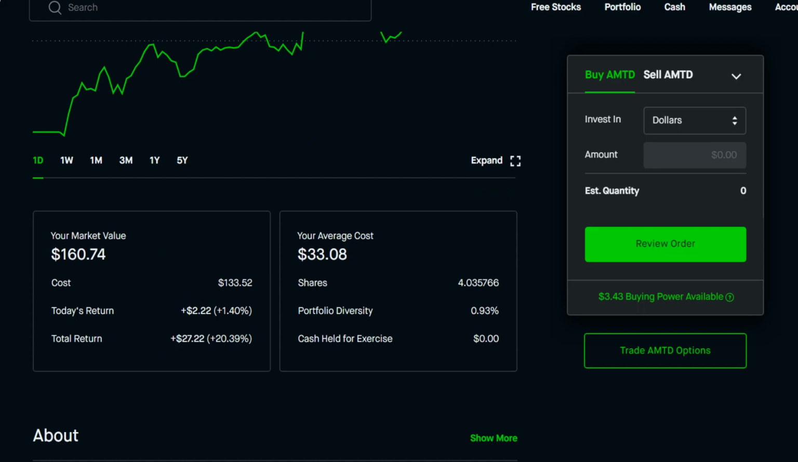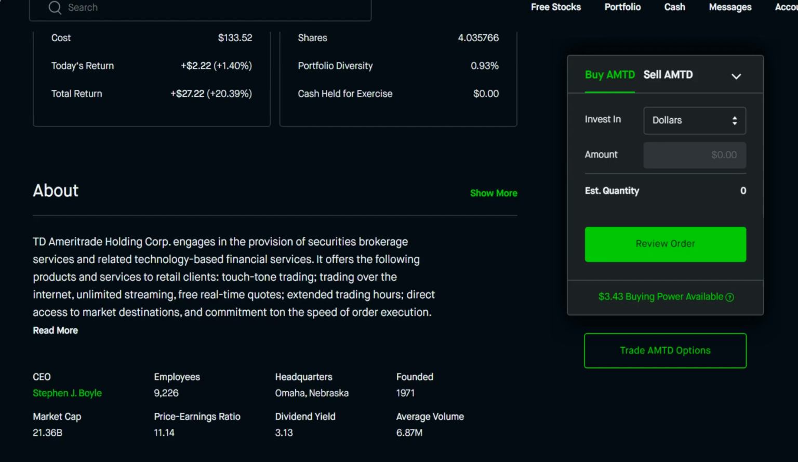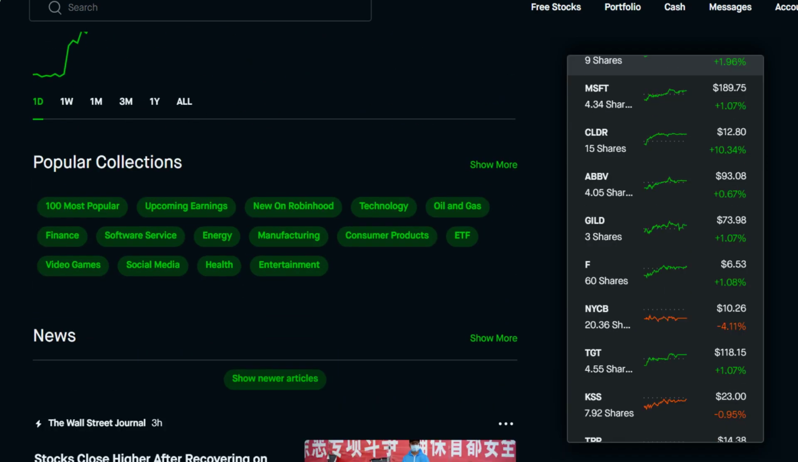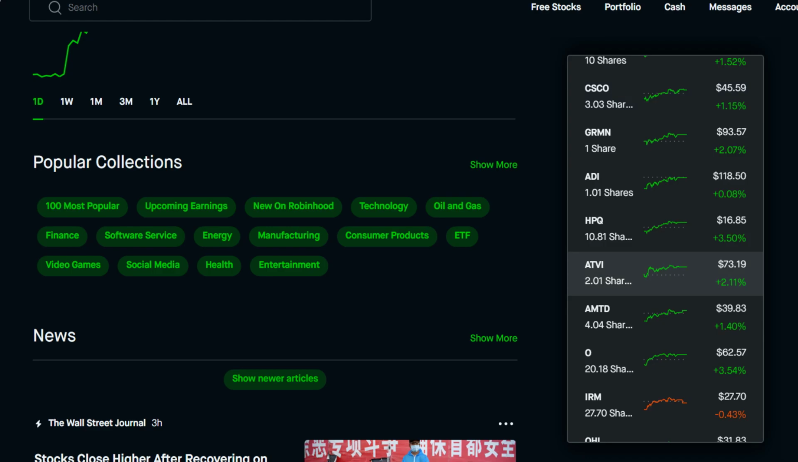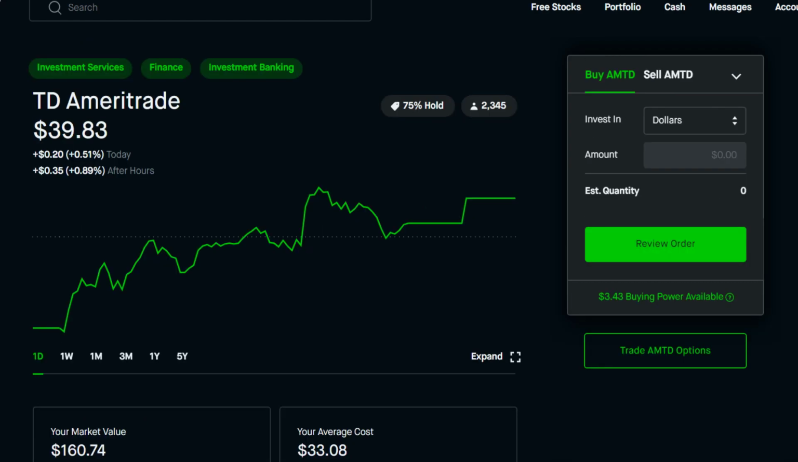They're a good dividend payer. 4 shares, 0.93% of the portfolio, up $27 or 20%. Nothing crazy. I'll plan on holding it because I'm confident in the company long term, and they're a good dividend payer, so I like the company.